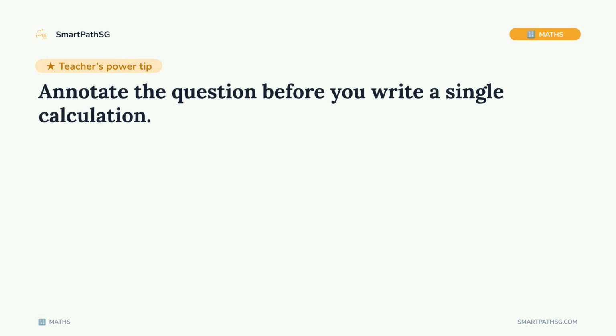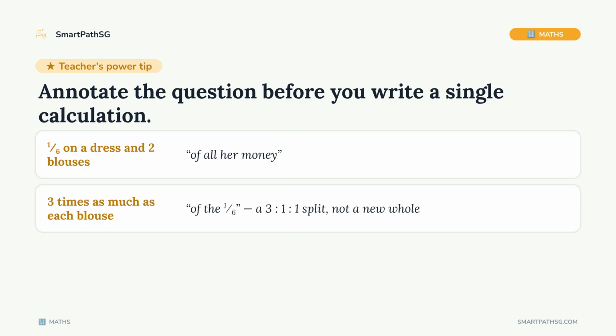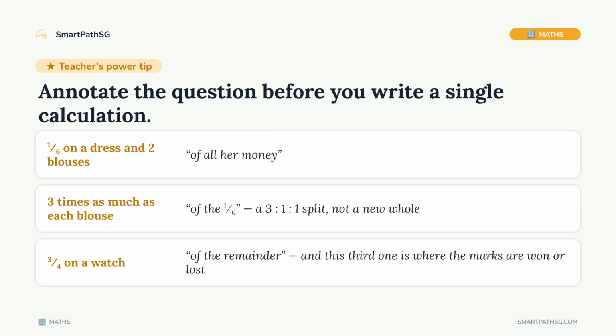Finally, a power tip to close out this question. Before writing a single calculation, annotate the question. Circle each fraction and write beside it what it is a fraction of. On this question, that produces 3 notes: of all her money, of the 1/6, of the remainder. And the third one is often where the marks are won or lost.